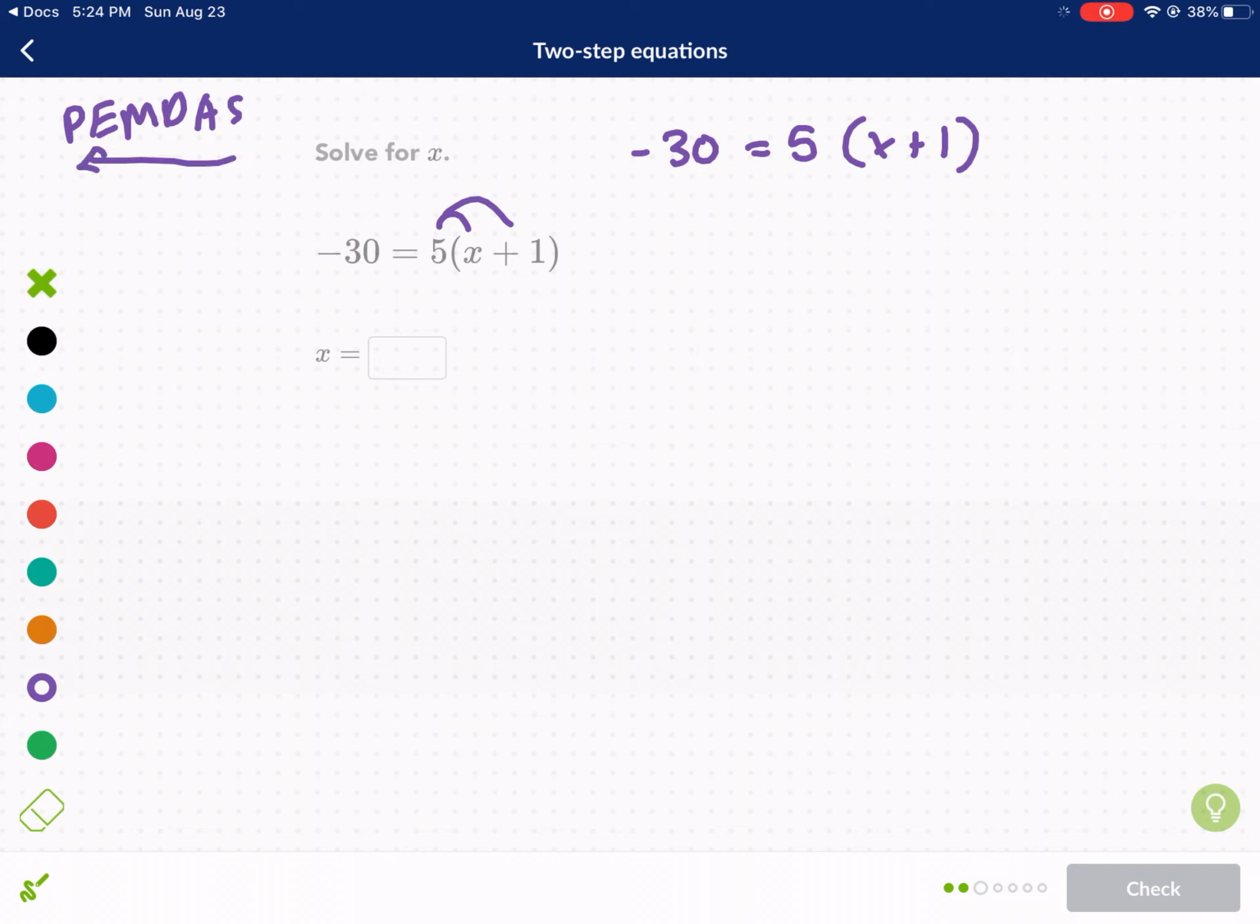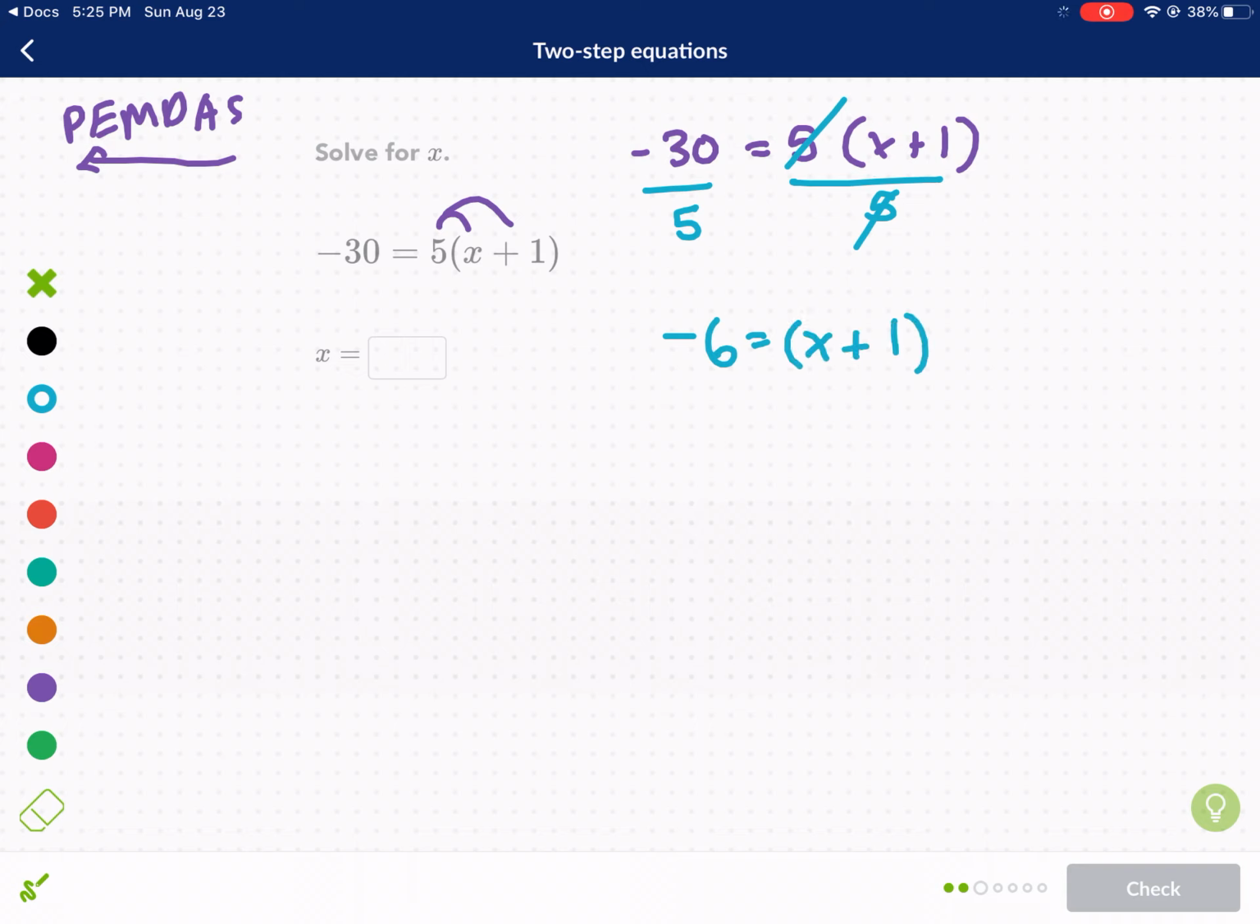Now, technically, there's a few little alterations you could do here, but I'm just going to show you the way that I've been teaching it so far. And that is, we see that we have the parentheses, but there's multiplication. So we're going to take care of this multiplication by dividing both sides by 5. Since we're multiplying by 5, we can divide by 5 to undo that operation. So we divide by 5 and this cancels away. We have 5 divided by 5, and we have negative 6 equals x plus 1.